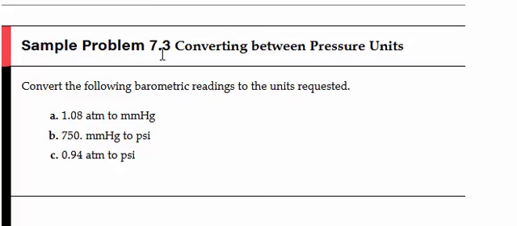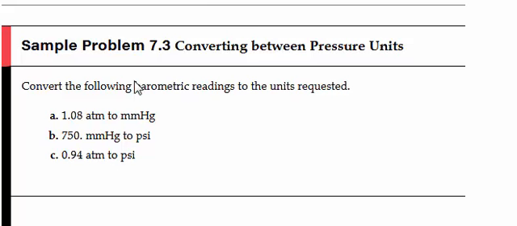Let's look at sample problem 7.3, converting between pressure units. Convert the following barometric readings to the units requested: 1.08 atm to millimeters of mercury, 750 millimeters of mercury to psi, and 0.94 atm to psi.